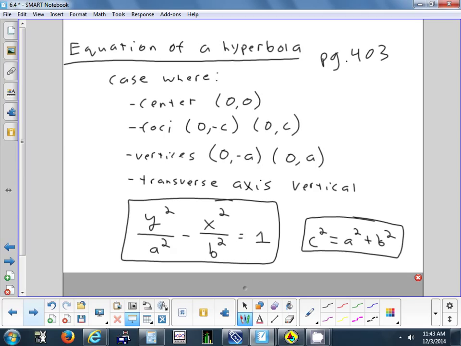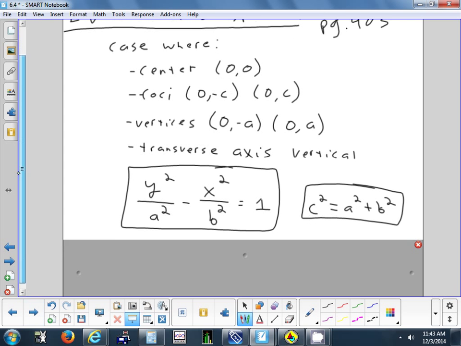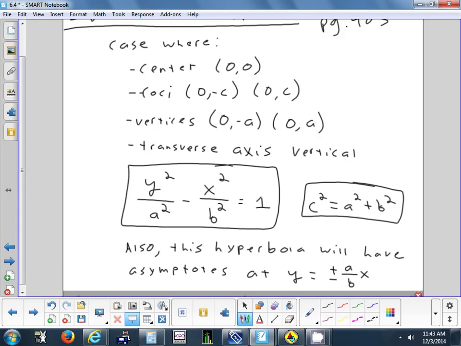Center is at the origin. Foci, you're still going to use c. Vertices, you're still going to use a. Now the transverse axis is vertical. And as Sarah said, now your asymptotes, instead of having a slope of b over a, the slope is a over b.